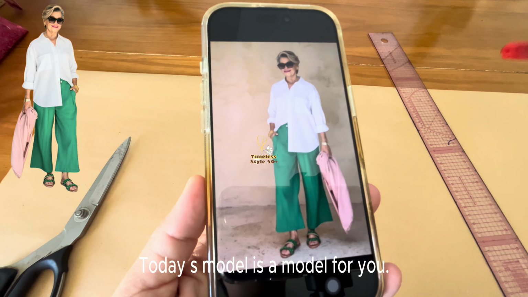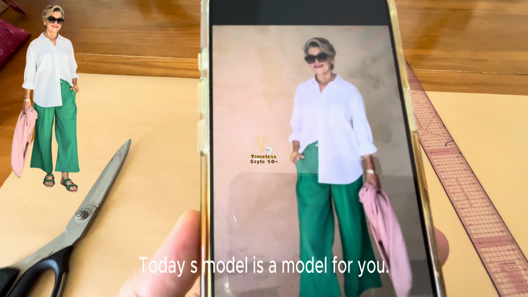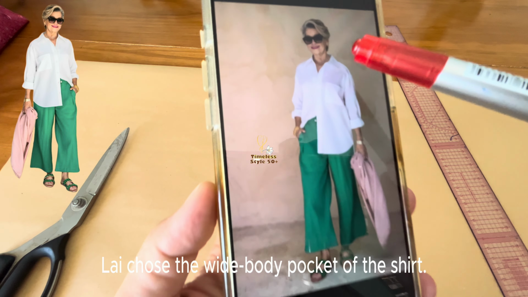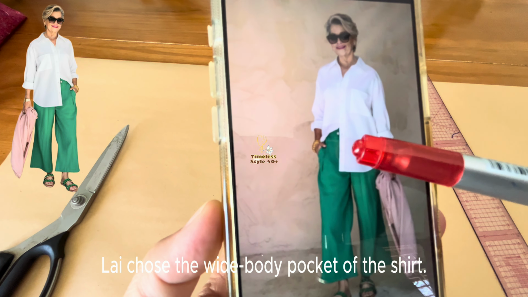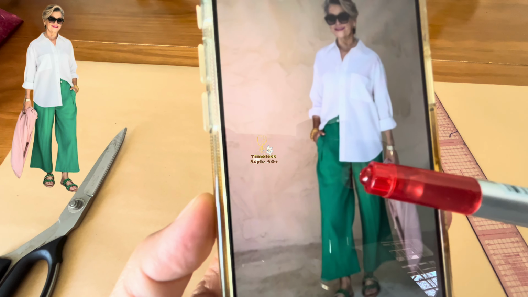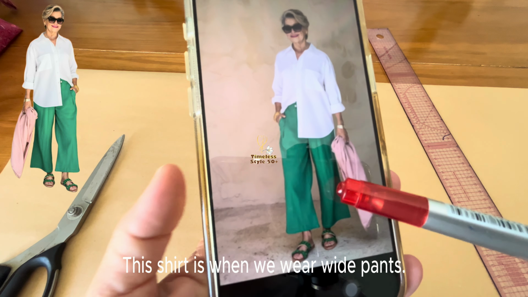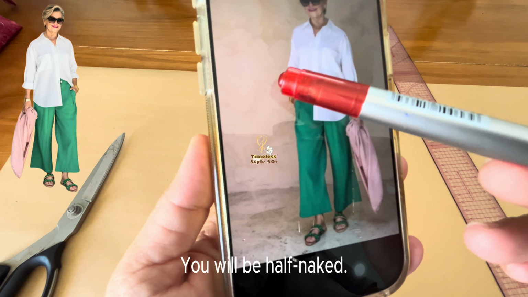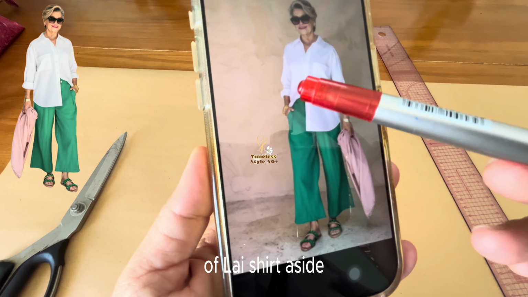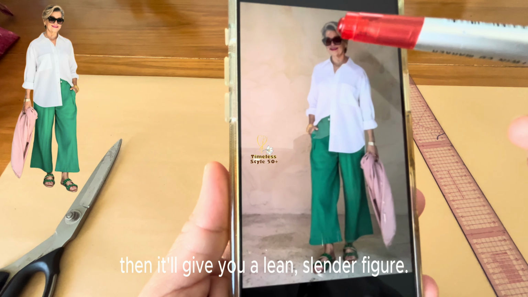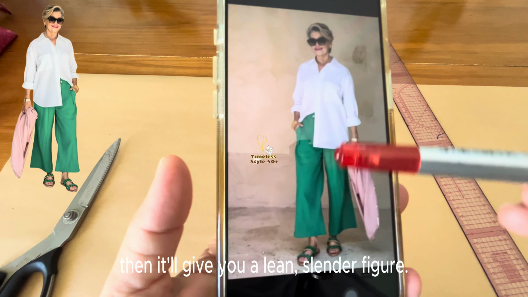Today's model is a model for you. A shirt. Lai chose the wide body pocket of the shirt. This shirt is for when we wear wide pants. You will be half naked. Of Lai's shirt aside, the side dropped, then it'll give you a lean, slender figure.